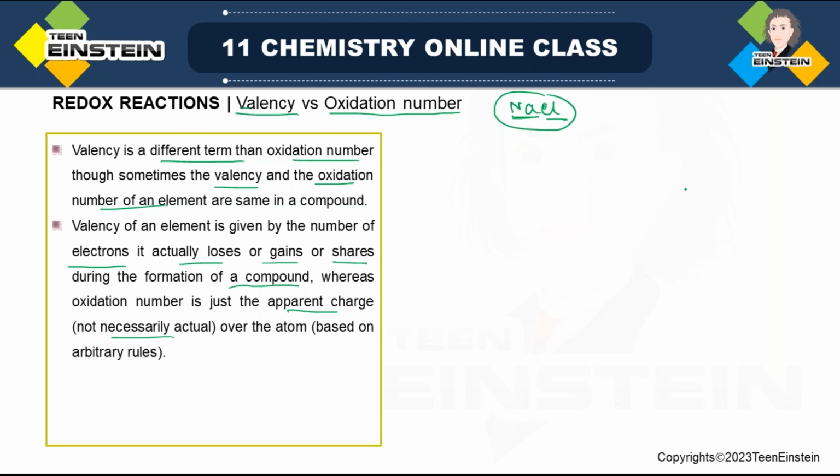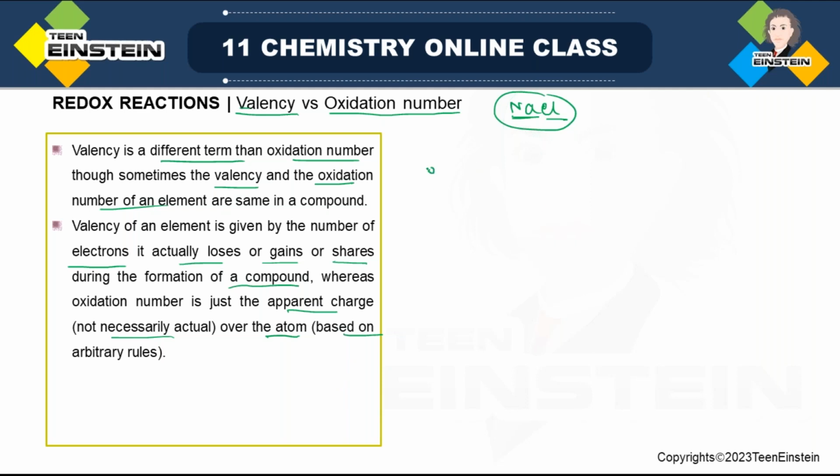But for some covalent compounds also, where both the elements are non-metals, like any compound of chlorine and oxygen, or oxygen and fluorine, it is not an ionic compound, so we should not consider them as cation or anion. There is no such crystal. They are simply covalent compounds, but still we can consider oxidation number. So it is not dependent on whether the molecule is ionic or covalent. It is just the apparent charge, not necessarily the actual charge over the atom, and that is based on the rules we have already seen.